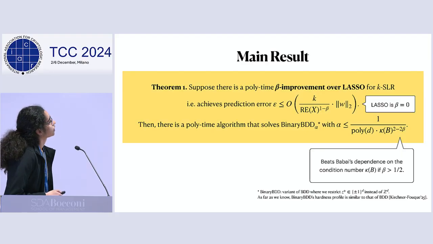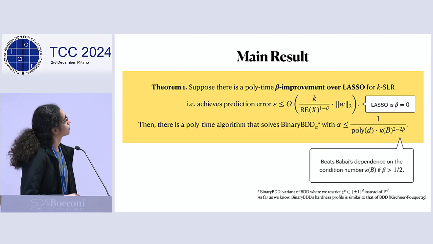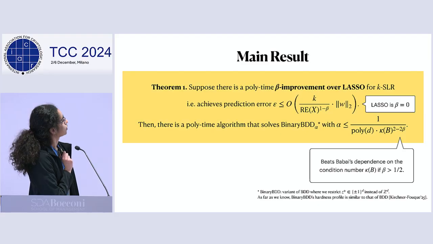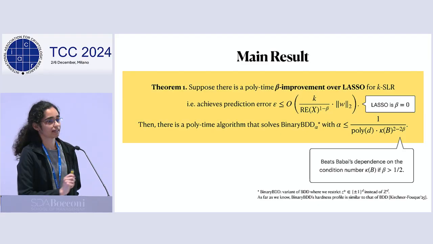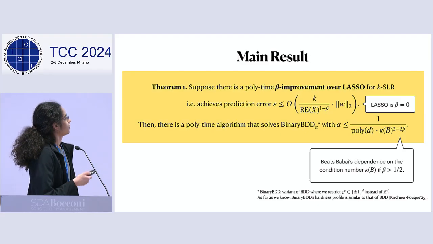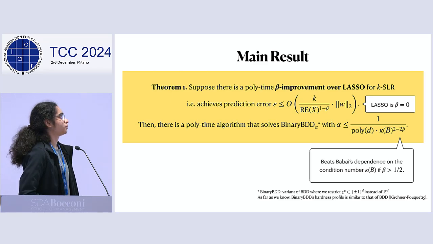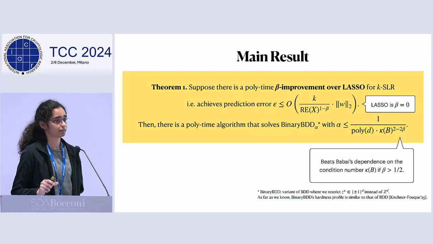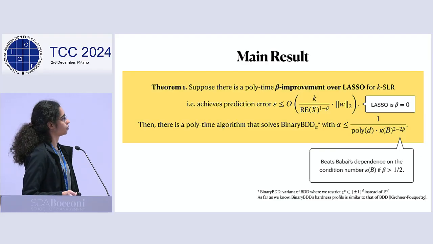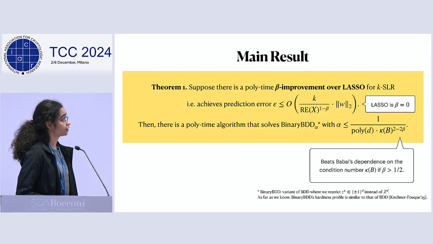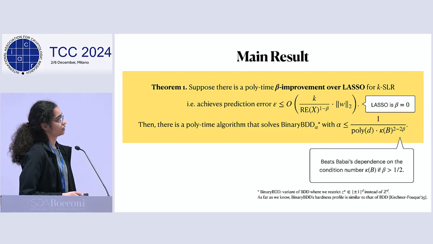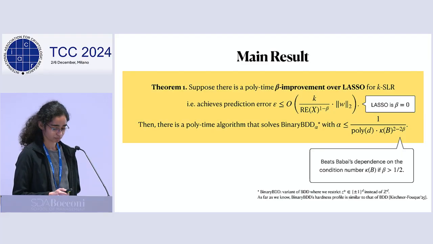And another point, another explanation is needed here. So the binary BDD problem is not exactly BDD. It's a variant of BDD we consider where we restrict the z star to be a plus minus 1 vector instead of any integer. And as far as we know, binary BDD's hardness profile is similar to that of BDD and was studied in this paper by Kirchner and Fouque.